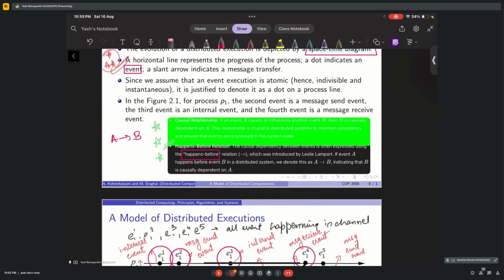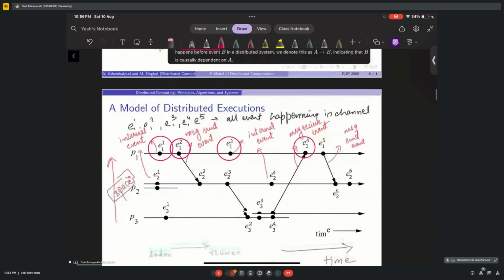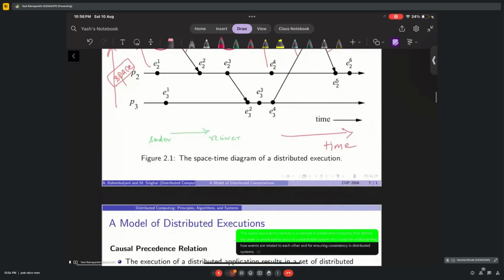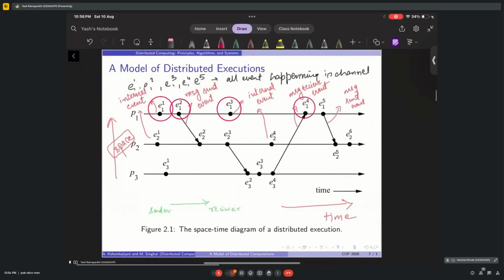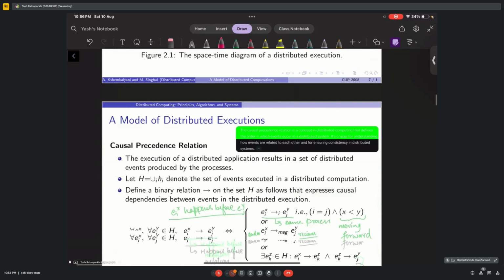A causal dependency between events is often expressed using the happens before relation, which was introduced by Leslie Lamport. If event A happens before event B in a distributed system, we denote this by A arrow B, indicating that B is causally dependent on A. So I hope causal dependency, events, process, message send, message receive, and internal event, all these terms are clear to you. Correct? Shall we move ahead?